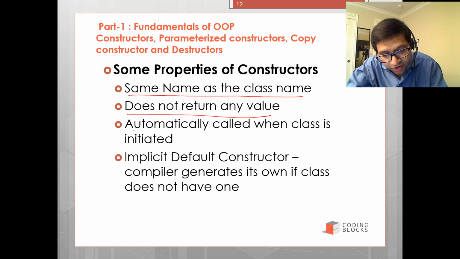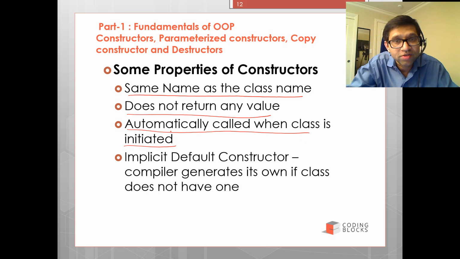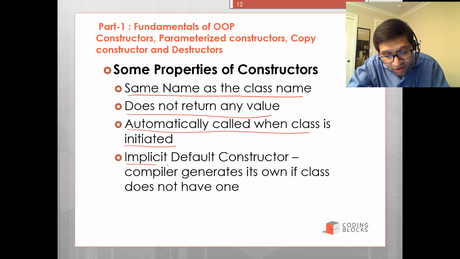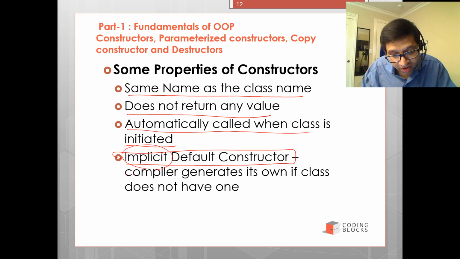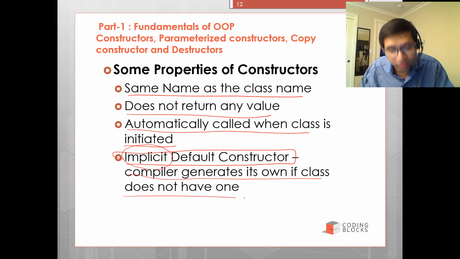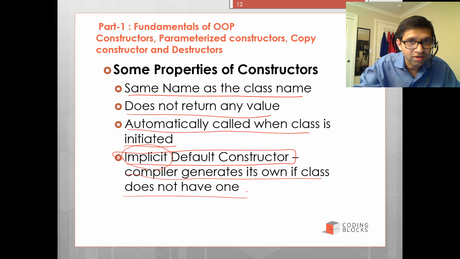It is automatically called when the class is instantiated. That's how we started: when you create an object of a class, then this will be called automatically. You don't need to specifically call this constructor function. Next, the implicit default constructor. This means if you're not supplying this function, the compiler generates its own if the class does not have one. If the class is not providing a constructor, the compiler will create it itself and call it, because as a protocol it has to call a constructor.